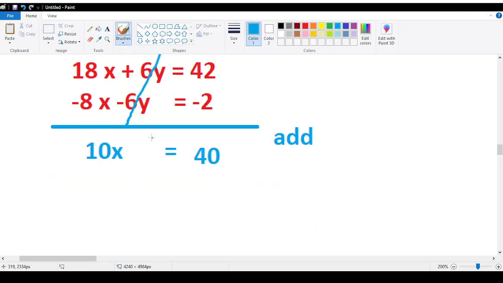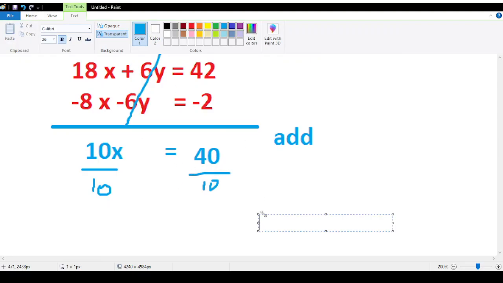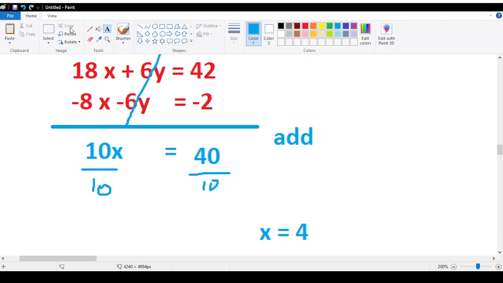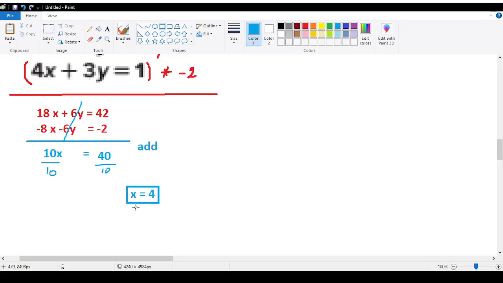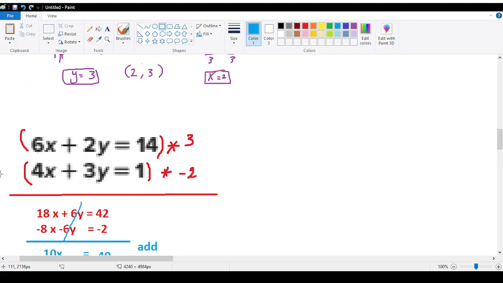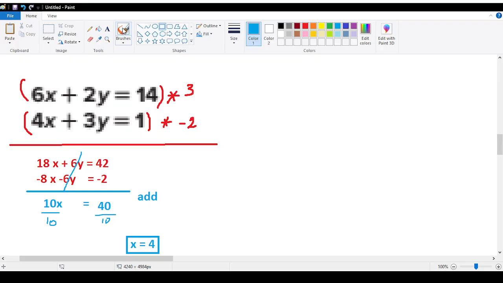Now what should I do? Divide by 10. So I will end up with x equal what? 4. Okay. Now I will go to the second equation or the first equation to find the value of what? y.